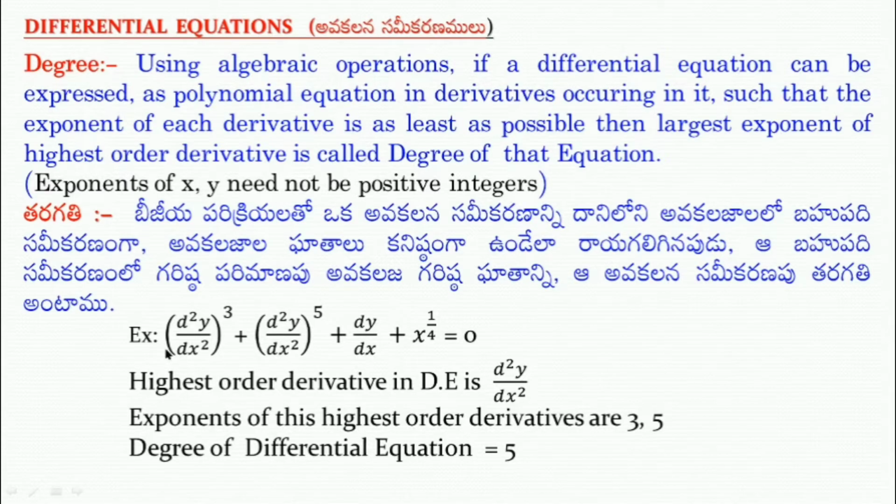That means first we have to express the equation into polynomial form in its derivatives. This is a polynomial form. Then we have to recognize which one is the highest order derivative. Here this is the highest order derivative. Then we write down the exponents of this highest order derivative. Here 3 and 5 are the exponents, and among these two, 5 is the largest. So the degree of the differential equation is equal to 5.